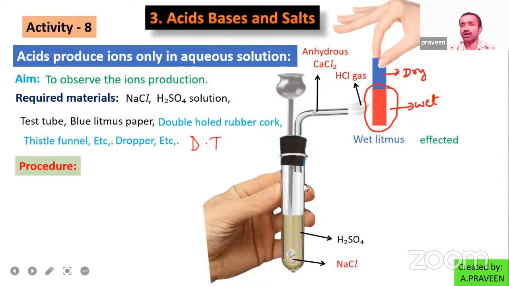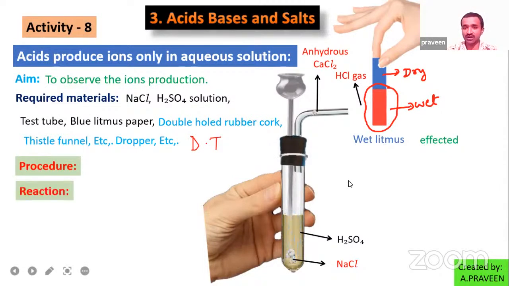So here, what happened actually? When the blue litmus paper is wet with the water, that is only showing the nature of the solution. So we can decide simply, maybe something is happening between the gas and water. Maybe they are reacting. So that we have to understand. So here, the reactions are here.